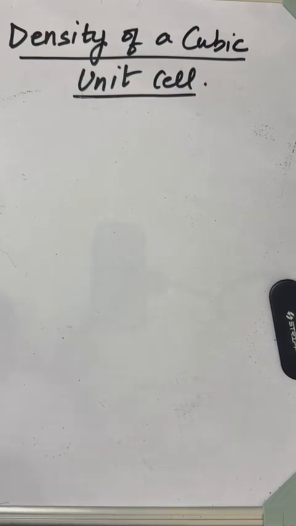Hi students, welcome to today's class where we will be learning how to calculate the density of a cubic unit cell for each of the three configurations of a cubic unit cell, which are simple cubic cell SCC, face-centered cubic cell FCC, and body-centered cubic cell BCC. Also, I will be showing you an example of how to calculate the density for a cubic unit cell for the configuration that I will tell.